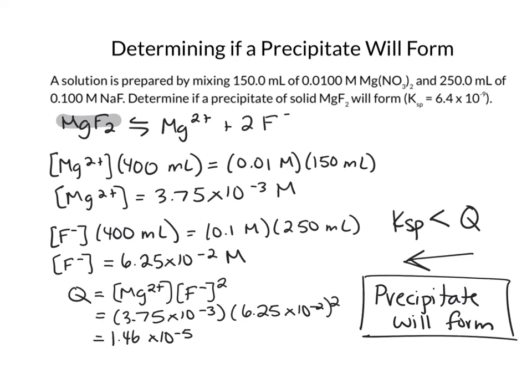If K was greater than Q, no, a precipitate would not form. It would stay as its ions. It would be shifting right. But because it's shifting left to reform the solid, precipitate is formed.